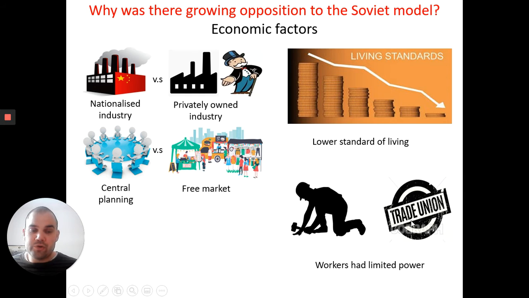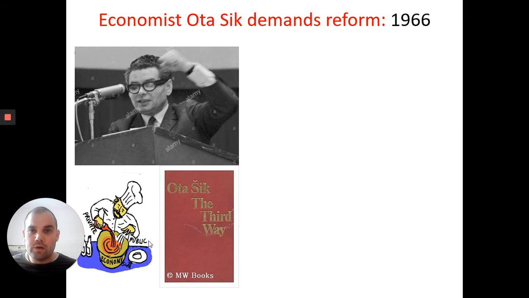Trade unions especially, which are the organizations that represent workers, were not free in Czechoslovakia. The trade unions were controlled by the government, and their ability to go on strike was quite limited as a result. So on those two levels, the standard of living people had access to and the actual power that workers had, they were both very low. That meant that lots of people who didn't necessarily even want Czechoslovakia to become capitalist recognized that there were things about their model that had to be changed.